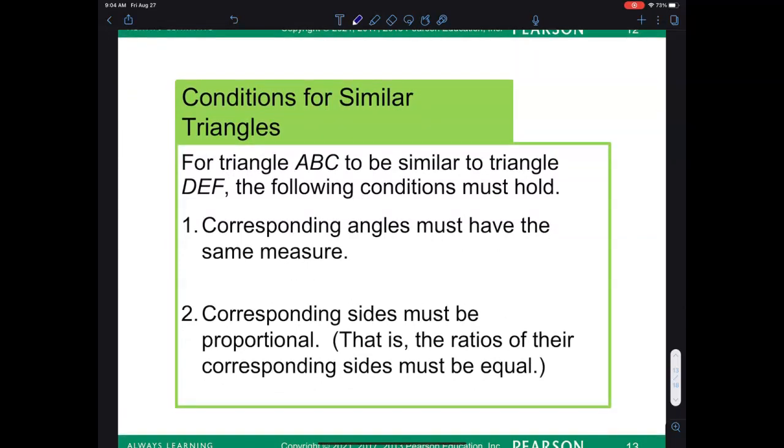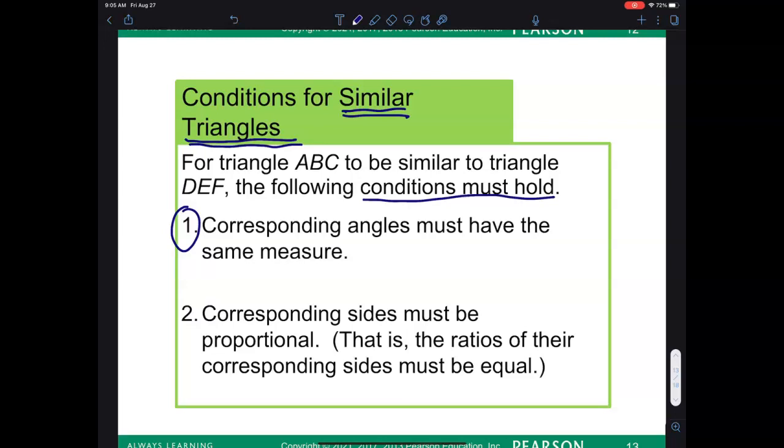So we begin by looking at what it means for two triangles to be similar triangles. For triangle ABC to be similar to triangle DEF, the following conditions must hold. And actually, this slide is not exactly correct, so I'm going to try to tell you it in the best way I can. For two triangles to be similar, only this first condition must hold. It says both conditions, but only this first one needs to hold. Corresponding angles must have the same measure. That's the only one you actually need, and then you have similar triangles.